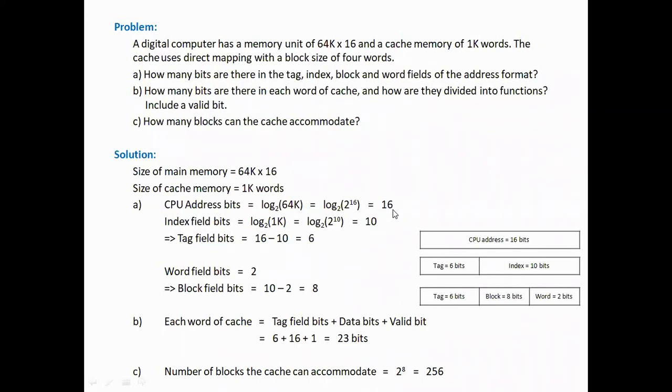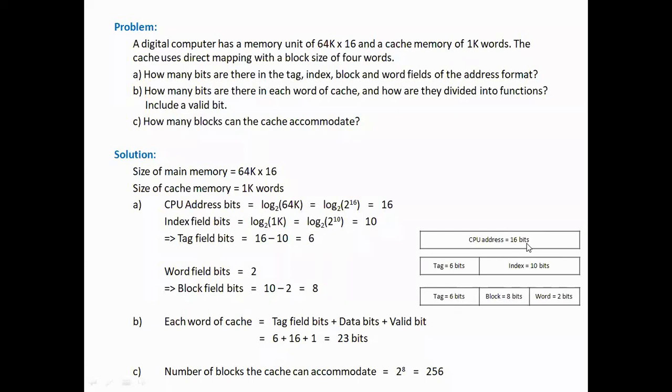So our main memory is 64k. That means our address will be 16 bits. This is very simple. So from the 64k, we realized that the address will be 16 bits. So the total CPU address we have calculated is 16 bits.